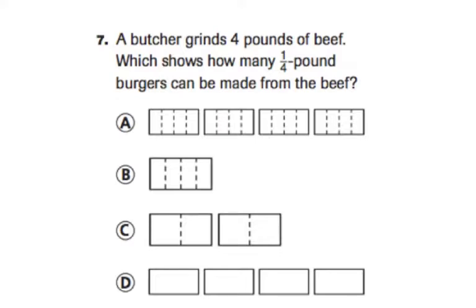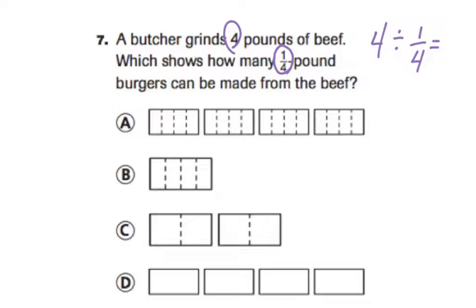This problem, let's see what kind it is. A butcher grinds 4 pounds of beef. Which shows how many 1/4 pound burgers can be made from the beef? Okay, so I'm thinking there's a whole amount, and we're going to have 1/4 sections made from it. So this is another division problem. I'm taking my whole amount, and I'm seeing how many sections that are 1/4 in size can be made. So I'm thinking 4 wholes divided by 1/4.